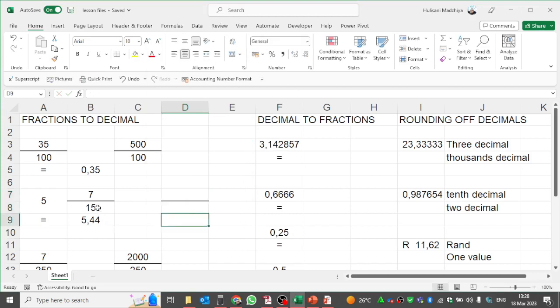I might have made a mistake. So we're saying 7 out of 15. We already have 5. We don't have 0,44 so far. So once you put the 5, you're going to put your 70. Once you have your 70, we're going to say from the 70, how many times does 15 go into 70? We said that's 4 times, and then it's going to leave a remainder of 10, because from 60 to 70 that's a remainder of 10.